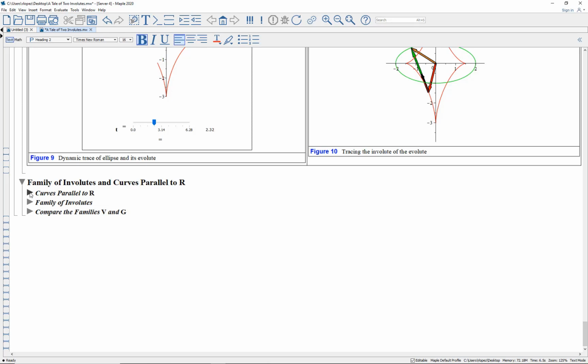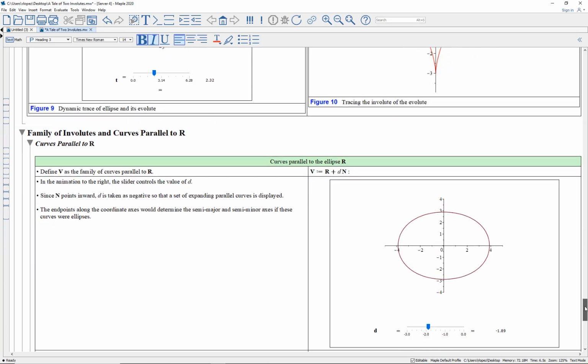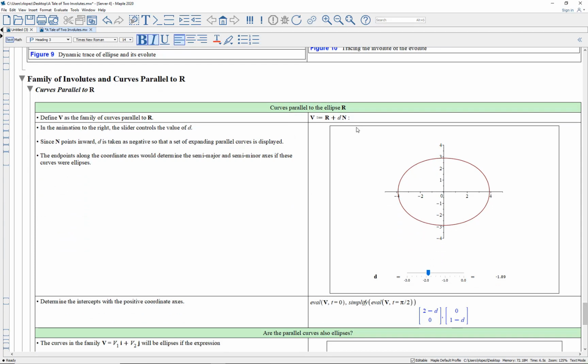Begin by making sure we understand curves parallel to R. Parallel curves, R plus dn. Right? So you're taking the principal normal and you are scaling it by d. If d is positive, the curve will be inside. If d is negative, it will point the opposite way, and the curve will be outside.